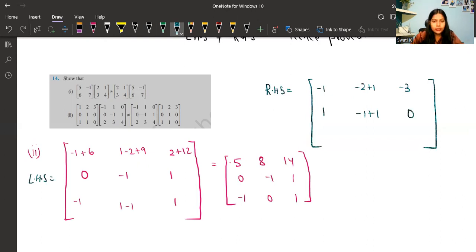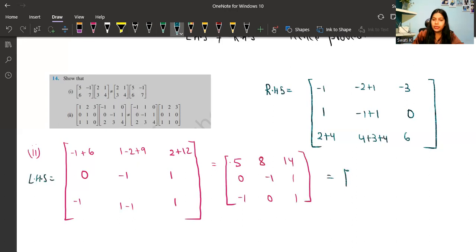Next is third row, first column. So 2 times 1 is 2, 3 times 0 is 0, 4 times 1 is 4. Next is, you can just see that LHS is not equal to RHS anyhow. So 2 times 2 is 4, 3 times 1 is 3, 4 times 1 is 4. Next is 6, and then 0, and then 0.